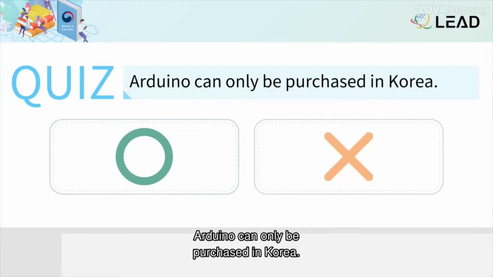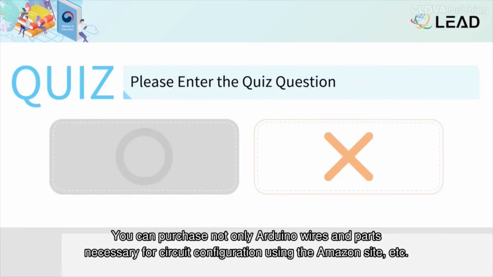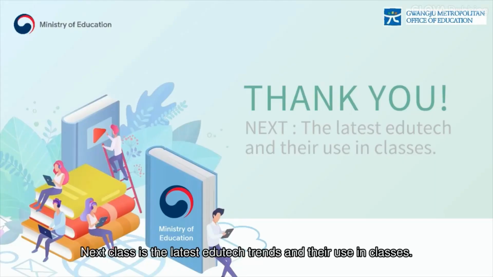Arduino can only be purchased in Korea. You can purchase not only Arduino wires and parts necessary for circuit configuration using the Amazon site, etc. Next class is the latest EduTech trends and their use in classes.